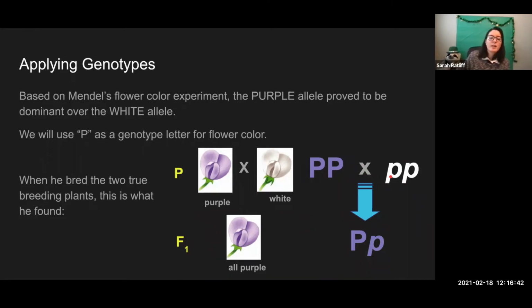They crossbreed. They get one big P from the purple plant, one little P from the white plant. That gives us a heterozygote for our F1 generation. Since it's heterozygous, we still have a dominant purple allele. That's the phenotype that's expressed.